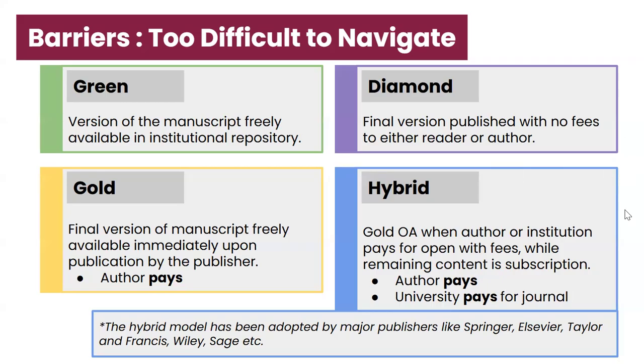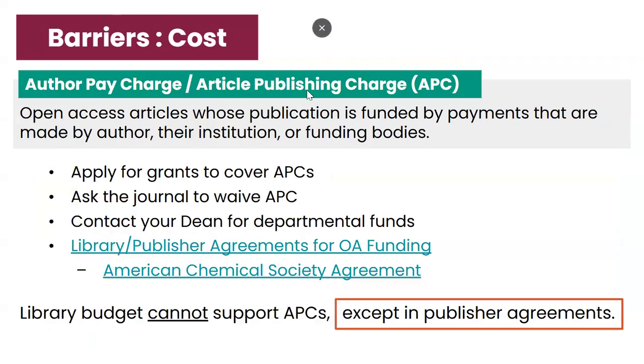Right. Okay. Another barrier is the cost, right? So with that gold, especially open access model, we have something called author pay charges or article publishing charges. They stand for different things. But this just means that the article will be made open as long as somebody pays for it.